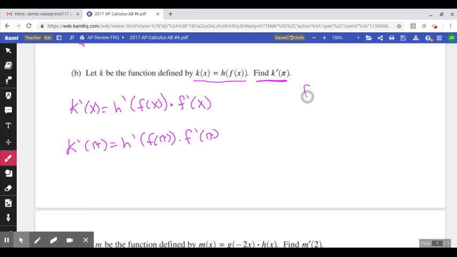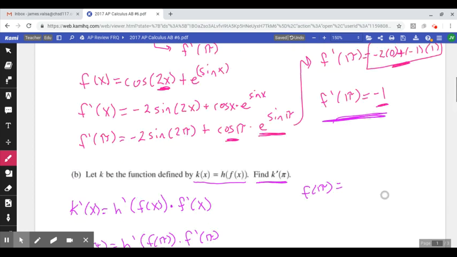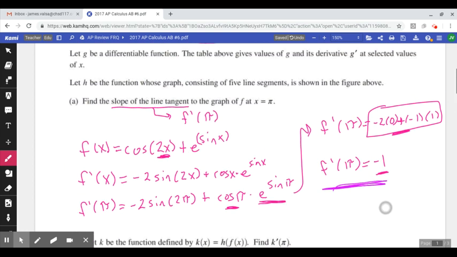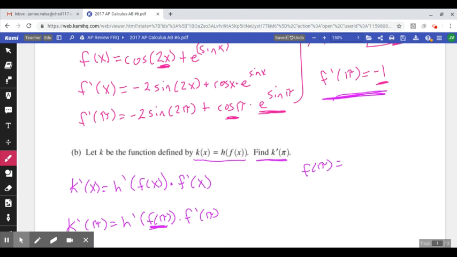What we do need to figure out here is what f at pi is. That's this inside piece right here. So if we think about our expression for f of x, that's going to be the cosine of 2x. So I'll write the cosine of 2 pi plus e to the sine of pi power. So f at pi, the cosine of 2 pi is 1. And then we've got e to the sine of pi. Well, the sine of pi is 0. And e to the 0 is 1. So 1 plus 1 happens to be 2.